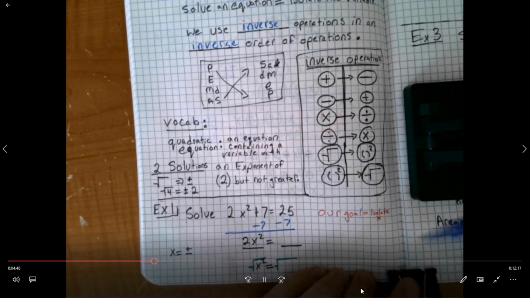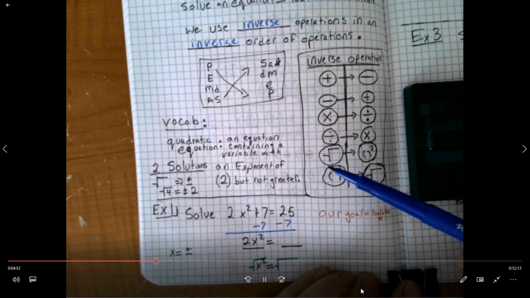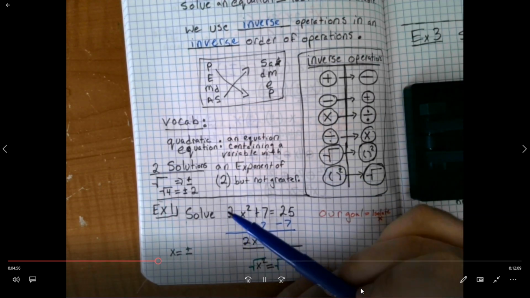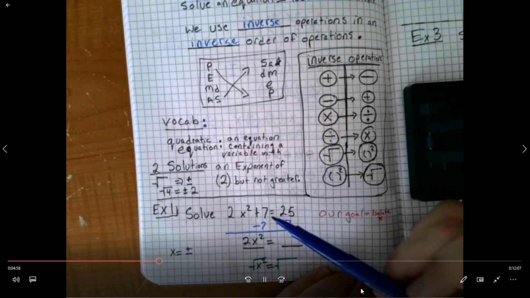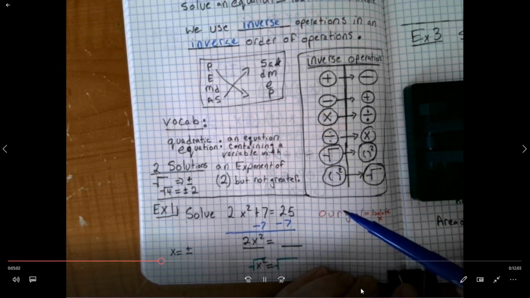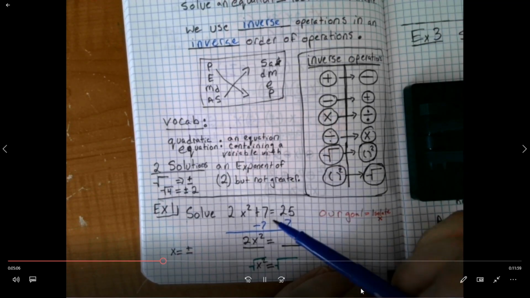Now moving on, we've got our first example. Our first example says solve 2x squared plus 7 equals 25. Now, our goal is going to be to isolate x. We're going to want to get x by itself.